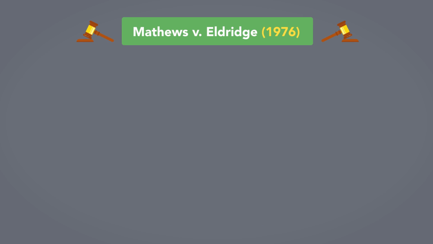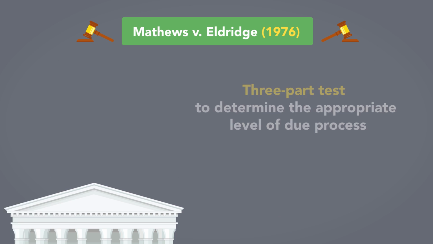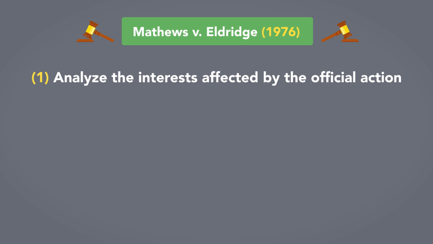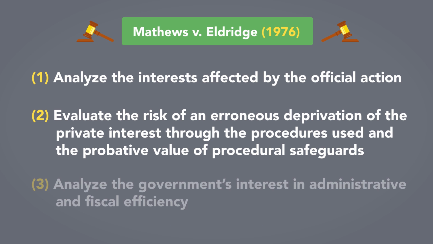In Mathews v. Eldridge, the Supreme Court established a 3-part test to determine the appropriate level of due process for a deprivation. 1. Analyze the interests affected by the official action. 2. Evaluate the risk of an erroneous deprivation of the private interest through the procedures used and the probative value of procedural safeguards. And 3. Analyze the government's interest in administrative and fiscal efficiency.